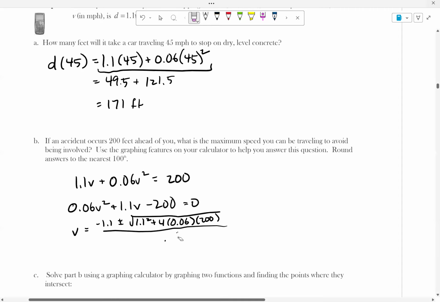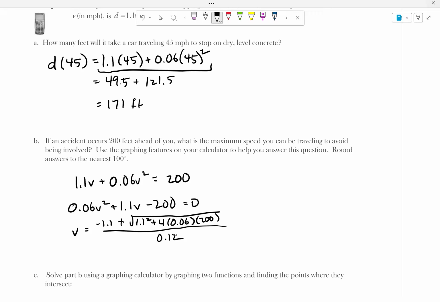I'm going to just do that part in my head. 0.12. Okay, before we continue, let's think again. Are we going to have to add or subtract here? Which one's going to give us our answer? As a velocity, we're going to want to have a positive velocity. The bottom of this fraction is positive, which means the top should also be positive. If I choose minus, that will not give us what we want. That's why I'm only going to do the plus right here.